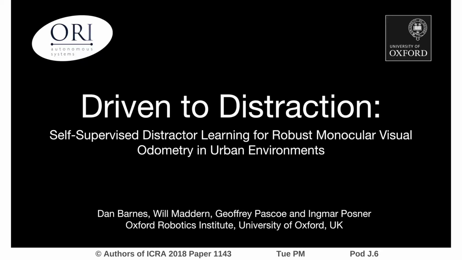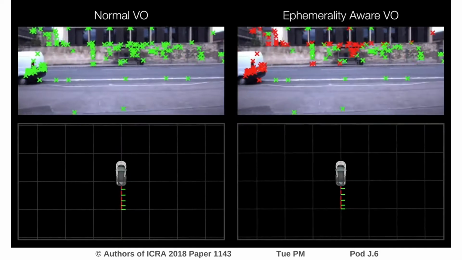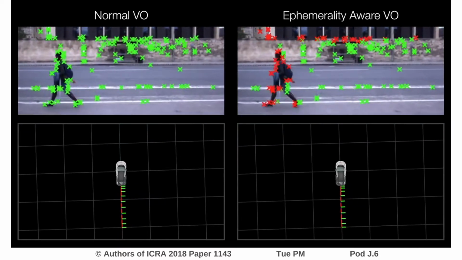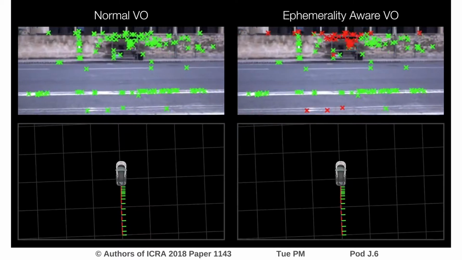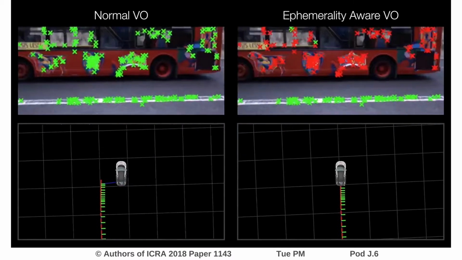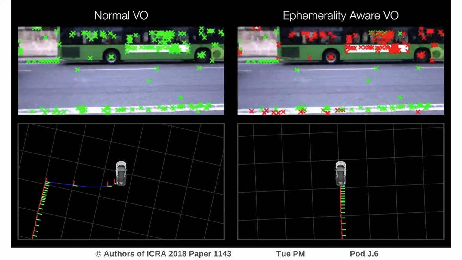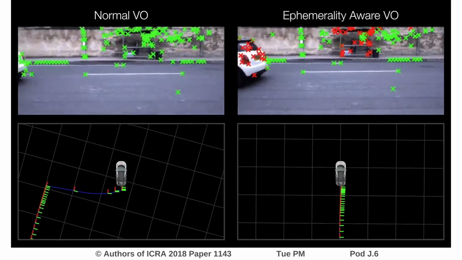In this video, we present a self-supervised approach for learning to ignore distractors for robust monocular visual odometry in urban environments. Standard approaches to visual odometry that use outlier rejection methods such as RANSAC fail when the scene is predominantly occluded by an independently moving object, like the bus. Our approach on the right ignores distracting objects in the scene and is robust to such situations.